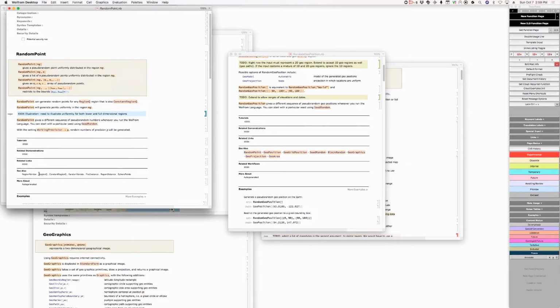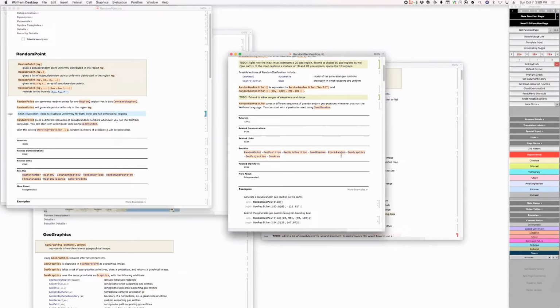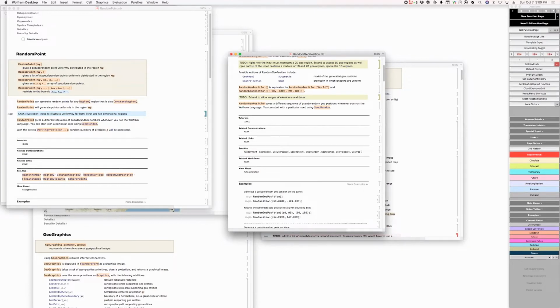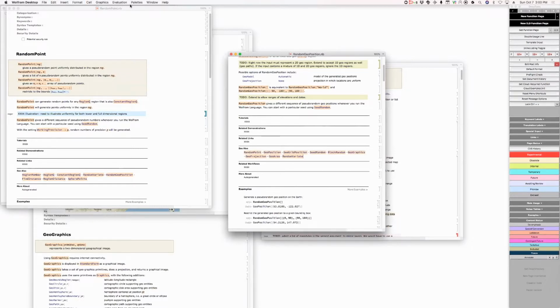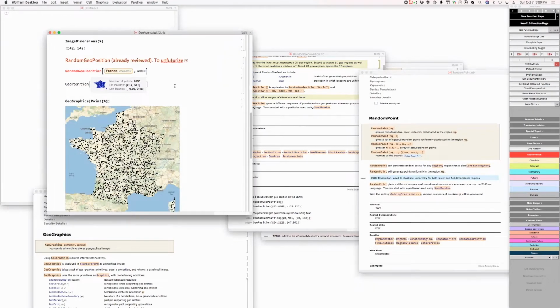I think it should go there. After random variant? Yeah. Well, you think it should go there as far down as that? All right, okay, fine. Random geo position. Okay. Actually, this should probably point to random variant as well. Yes, you're right. Okay. All right. Well, that's super cool.